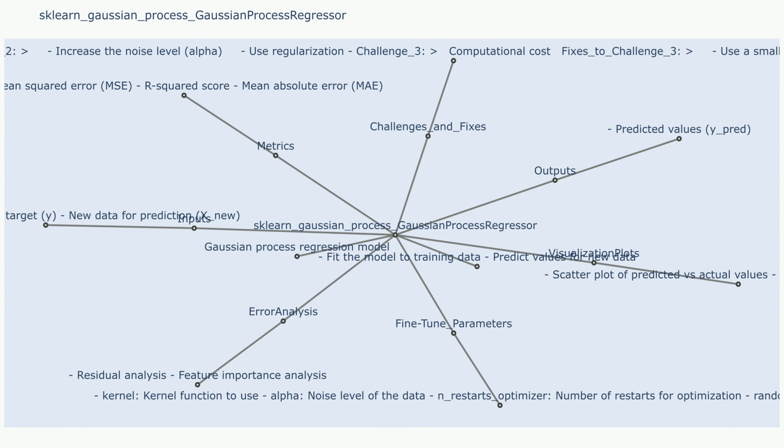Overfitting. If the model learns the training data too well, it might not generalize well to unseen data. Sample use case that resulted in challenge 1. A model with a complex kernel and too many hyperparameters might overfit the training data. Fixes to challenge 1.